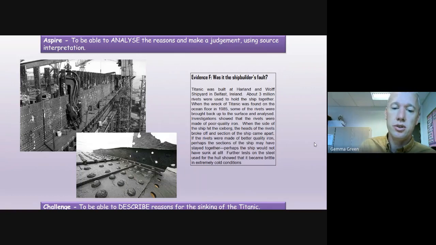Further tests on the steel used for the hull, the place where it actually hit the iceberg, showed that it became brittle in extremely cold conditions. So travelling through these icy waters in these cold conditions made the steel itself, the metal the ship was made of, brittle. It made it easily breakable.